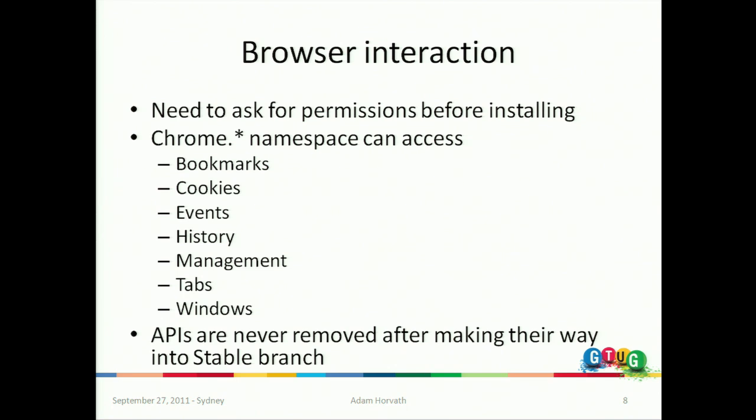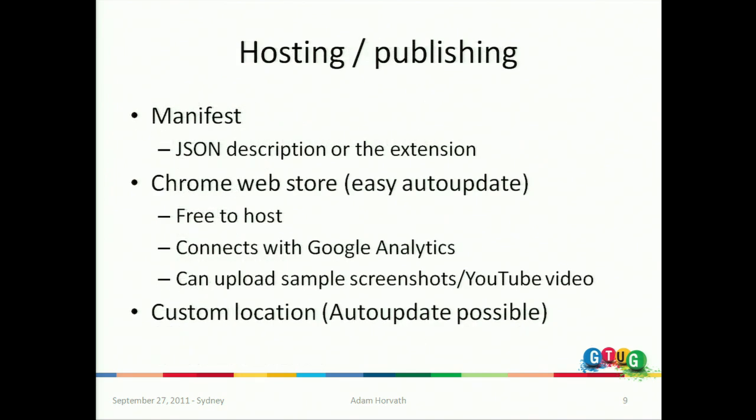It's good news as well that when an API makes its way to the actual stable branch, it won't get removed. So if you rely on an API, no matter how many versions later, it will be there. It doesn't matter whether it's outdated or whatever. Your extensions will be running with the new Chrome versions as well.